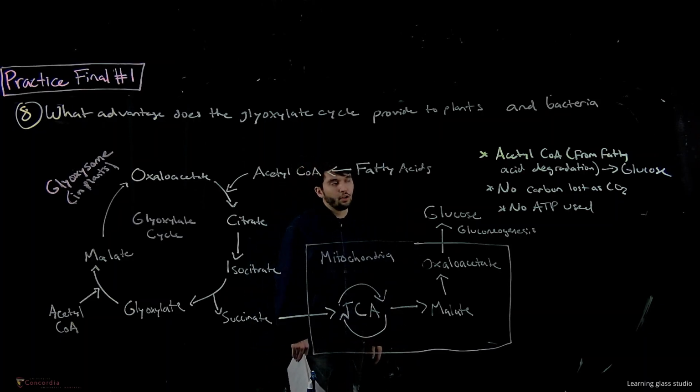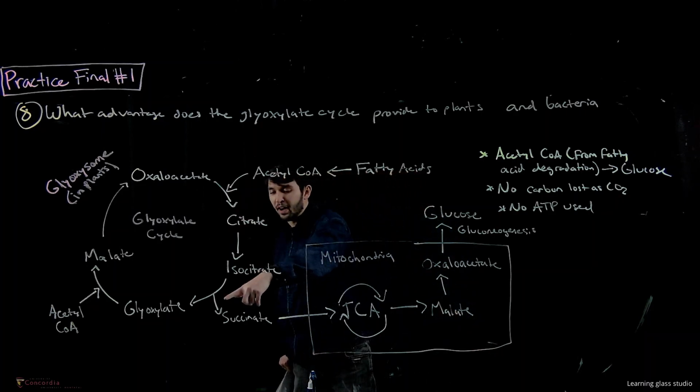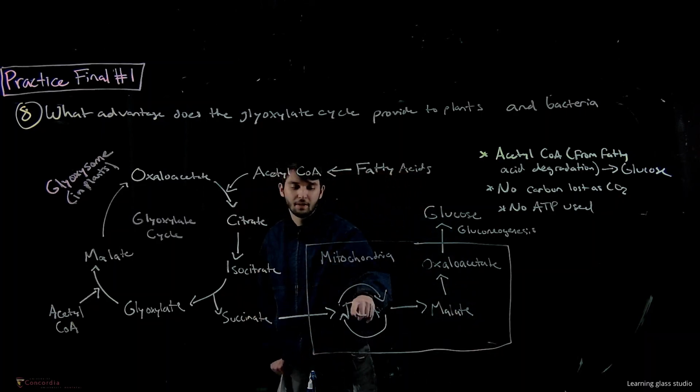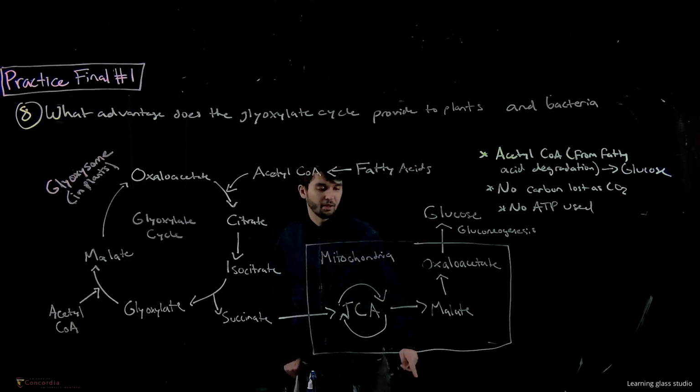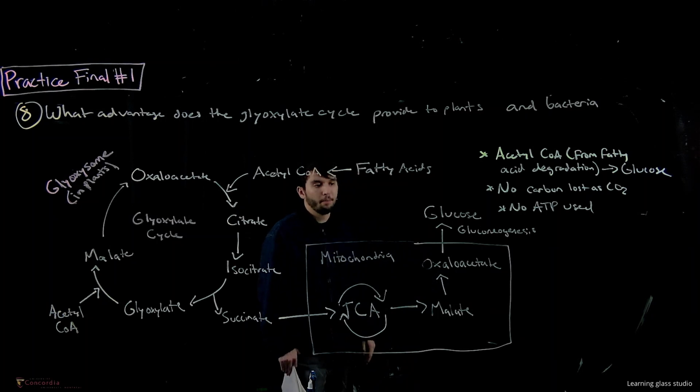Okay, so what is the purpose of this? Acetyl-CoA from fatty acid degradation. If a lot of fatty acid degradation is going on, all that acetyl-CoA can be turned into glucose through this pathway. So acetyl-CoA goes through the glyoxylate cycle, produces succinate. Succinate enters the citric acid cycle, which then can form malate, oxaloacetate, and can make glucose through gluconeogenesis.